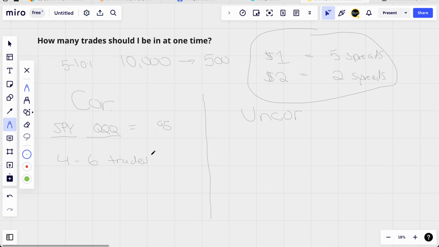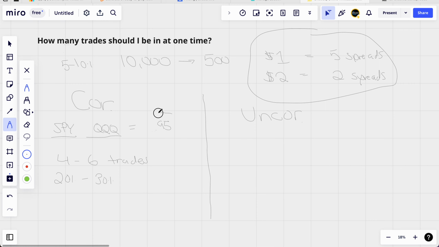Why? Well, because I could do more. Let's say I'm only using 5% of my account per trade, that means I'm only risking a total of 20% to 30% of my account in these trades. So I have a lot of free cash left if I only have 4 to 6 trades open.